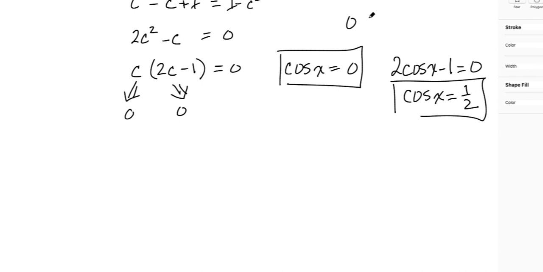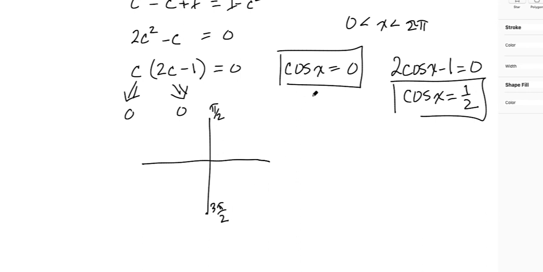Remember, x is going to be somewhere between 0 and 2 pi. So we need to look at all the quadrants here, right? I'm drawing this more for my own mental self than for you guys needing this help. But cosine of x is 0. We know that happens here, and we know that happens here. So that happens at pi over 2. And then that's going to happen again down here at 3 pi over 2, right? So that's the two answers we get here, pi over 2 and 3 pi over 2.